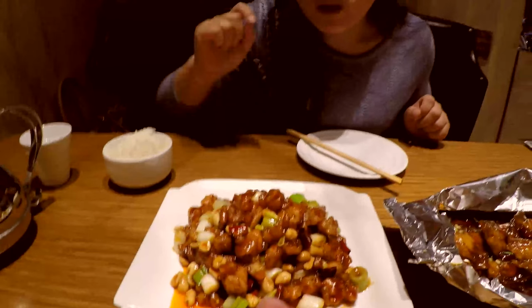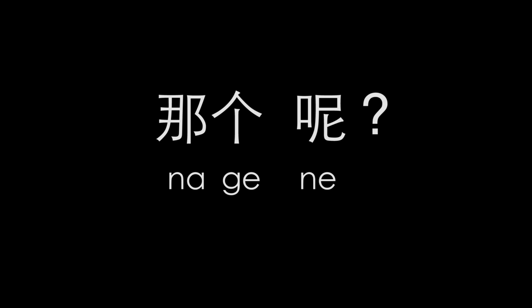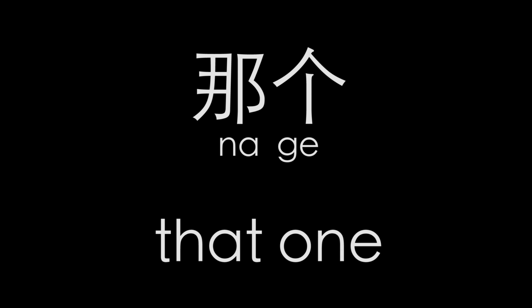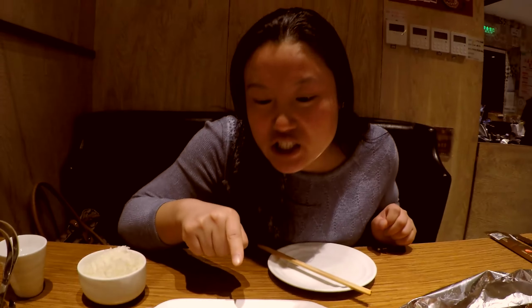那个呢？I ask, 那个呢? As you know, ne at the end means, and what about? 那个, that means that, followed by a noun. For example, that dish. But if we skip the noun in English, we would say that one, 那个.